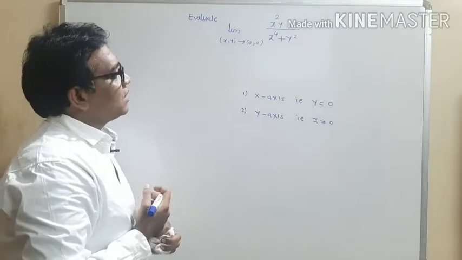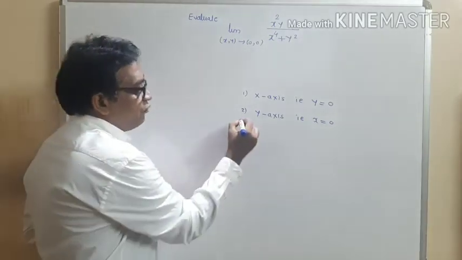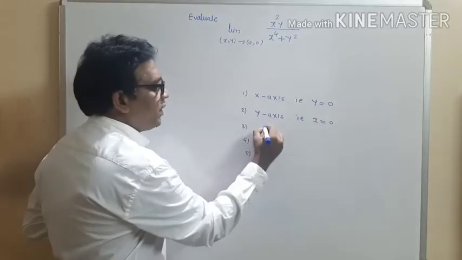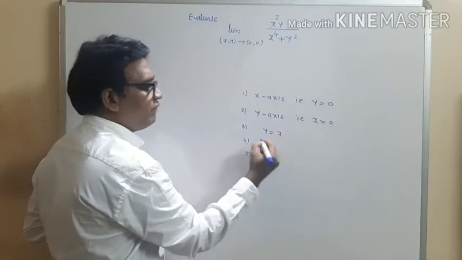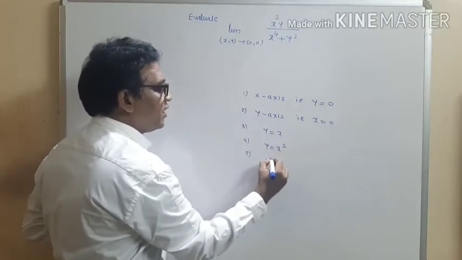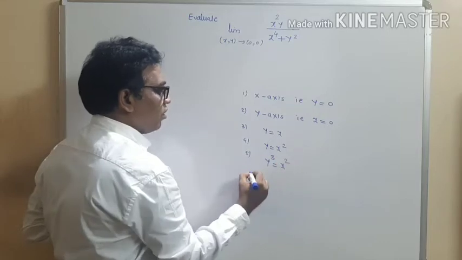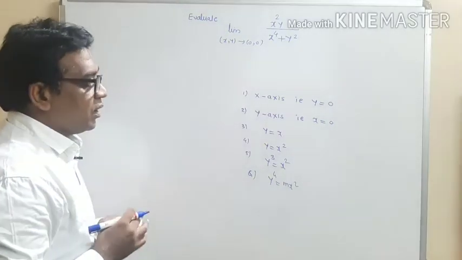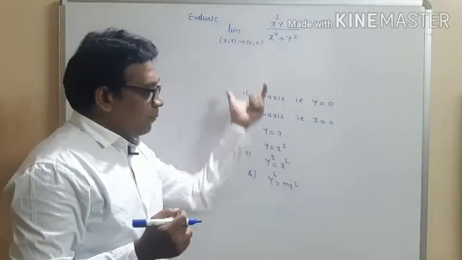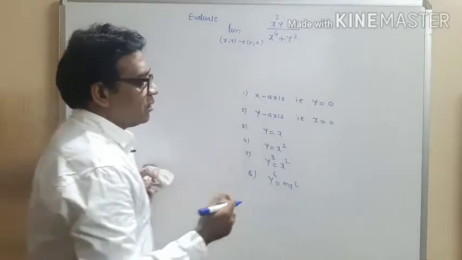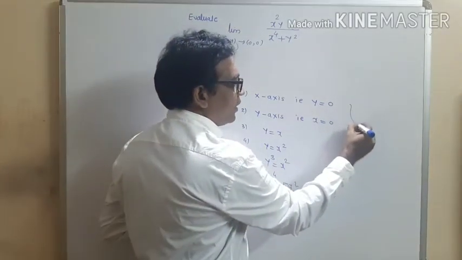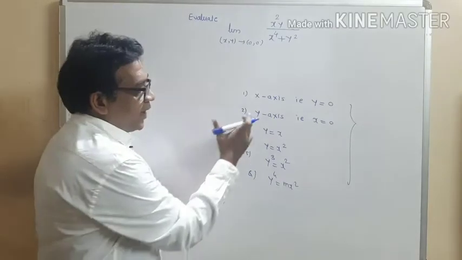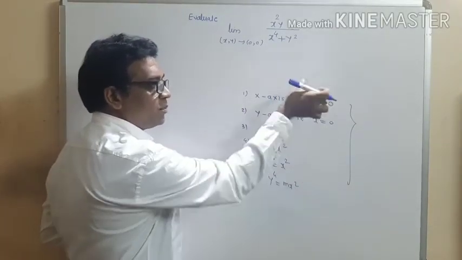Now in this method, how to solve the limit of function? We are going to use a number of equations. We may use the equation y equal to x. We can take the equation y equal to x square. We can take y cube equal to x square. Or we can take y raised to 4 equal to m x square, and so on. So we can take any number of equations, and the condition is that we want to get different limits. Take different equations and get different limits.